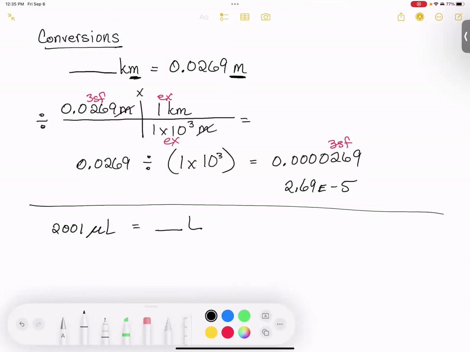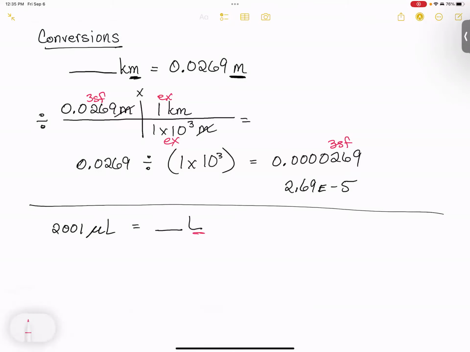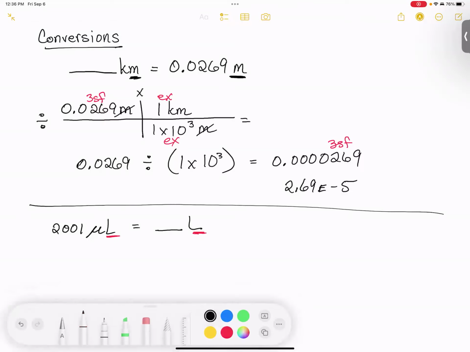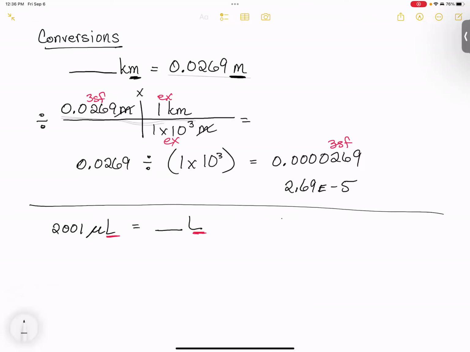First of all, I know I'm using the metric prefix conversion factors because I'm dealing with liters and liters. That's how you're going to know that it's the metric, is because the base unit will be identical. So I go to the metric and I find that 1 micro of something is equal to 1 times 10 to the minus 6 of that something.